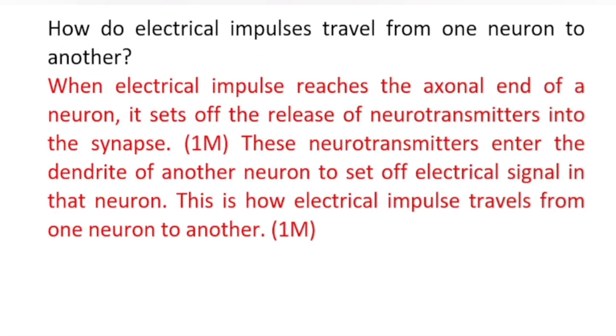How do electrical impulses travel from one neuron to another? When electrical impulse reaches the axonal end of the neuron, it sets off the release of neurotransmitters into the synapse. What is synapse? The gap between two adjacent neurons. These neurotransmitters enter the dendrite of another neuron to set off electrical signals in that neuron. This is how electrical impulse travels from one neuron to another.